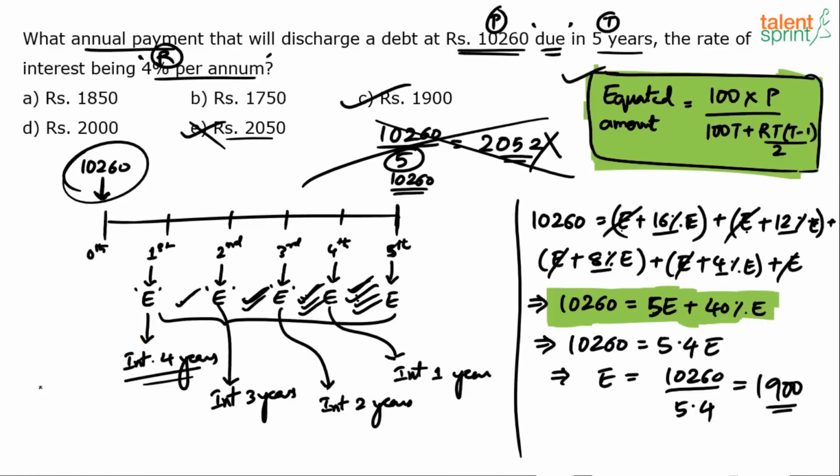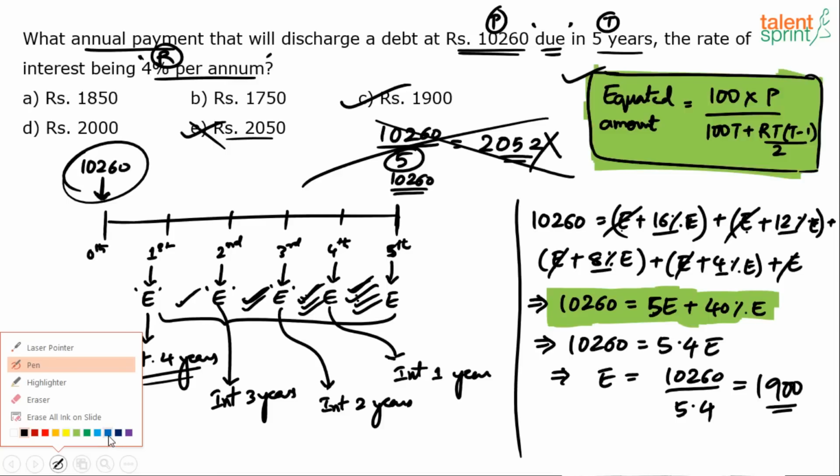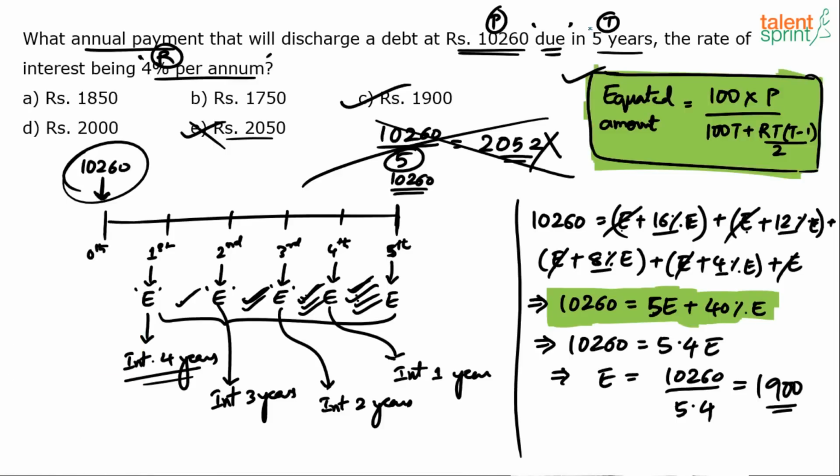Let me change the value and explain this to you. For example, instead of 5 years, let me use a different color pen. Instead of 5 years, let's say it is 6 years. What happens? How will you do it? Same. If it is 6 years, it will be 6E plus.